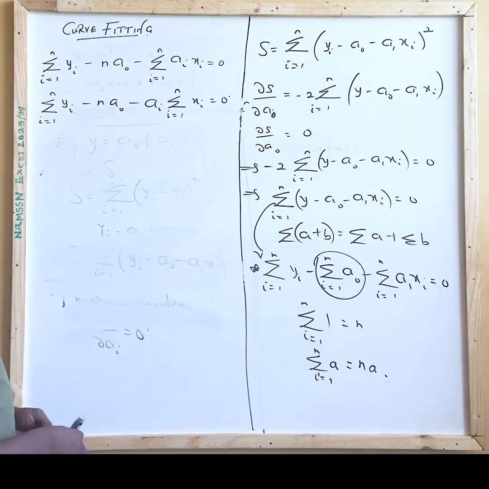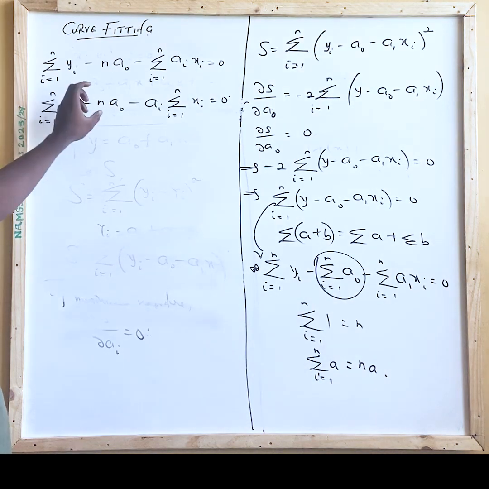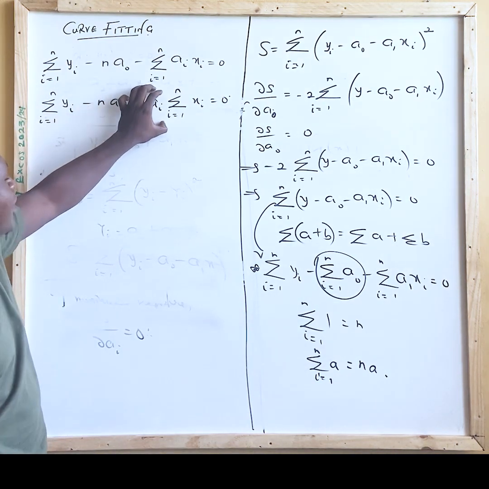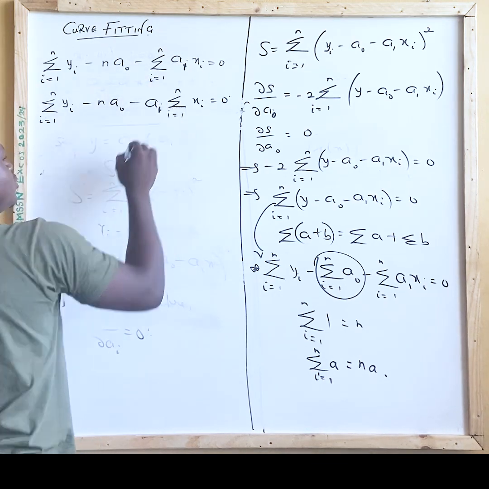Now, why are we not saying that our summation yi should be n yi? The reason is quite clear, or it is very basic, because our y values are not constant. They are not constant. What is to be determined is a naught and a1, not x and y. Our x and y values are given.